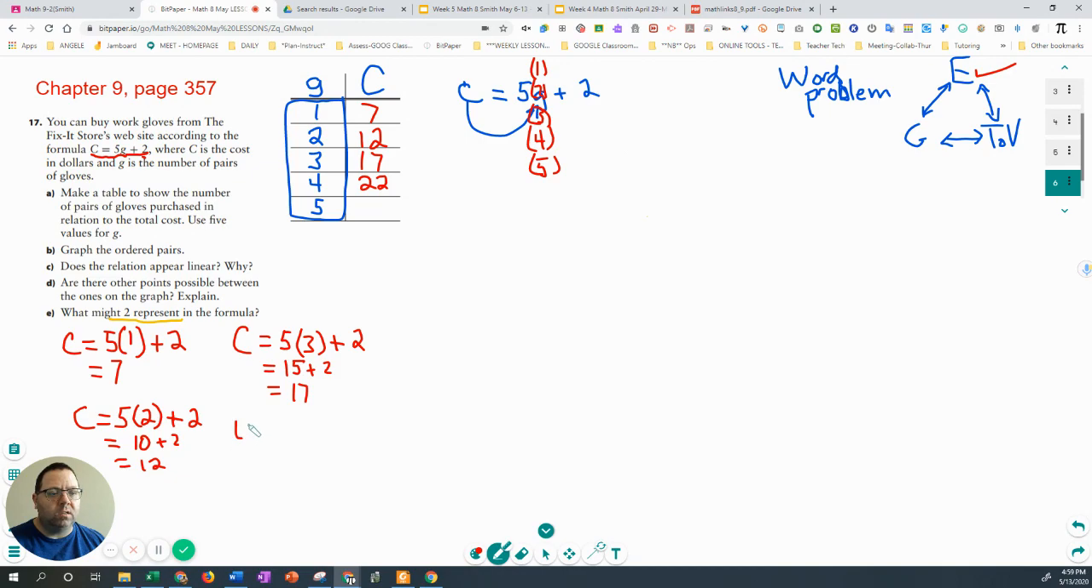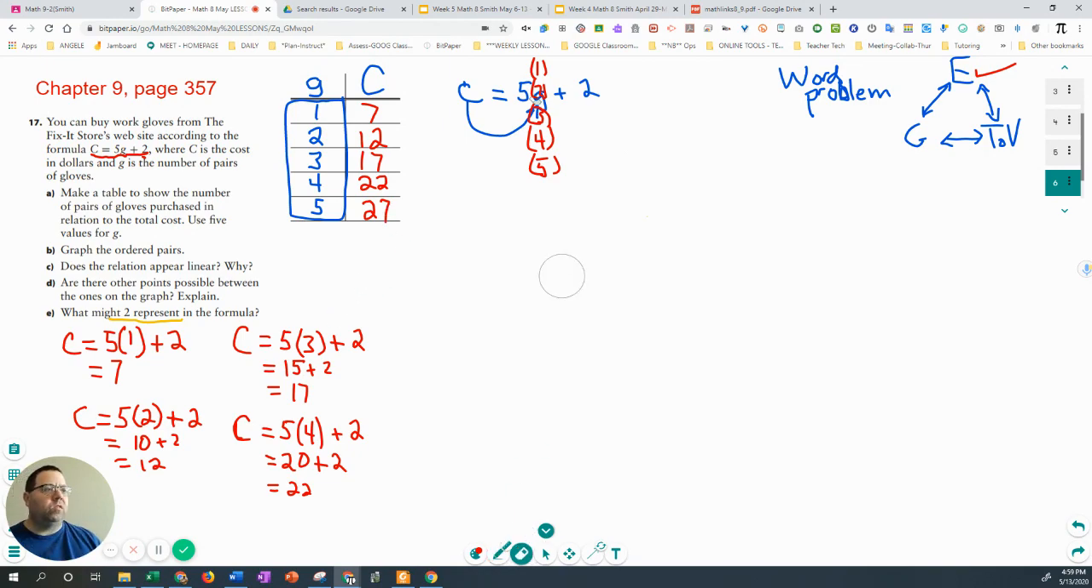So if the cost is equal to, let's see, it's $5 per pair of gloves. I'm buying 4 pairs of gloves. And there's this little constant fixed cost thing tacked on at the end, stitched on at the end, glued on at the end, however you want to call it. 20 plus 2 is 22. And look, without doing it longhand, I think we're pretty confident at this point that this is going to be 27. Okay? All right.